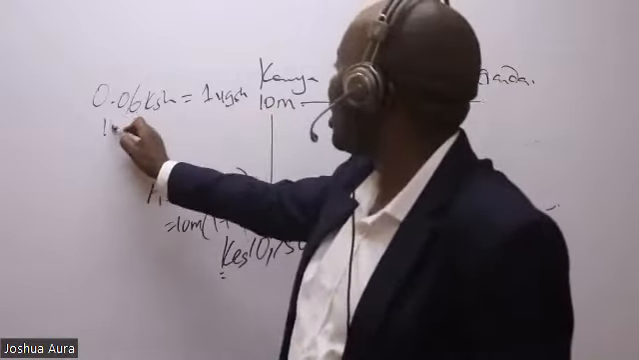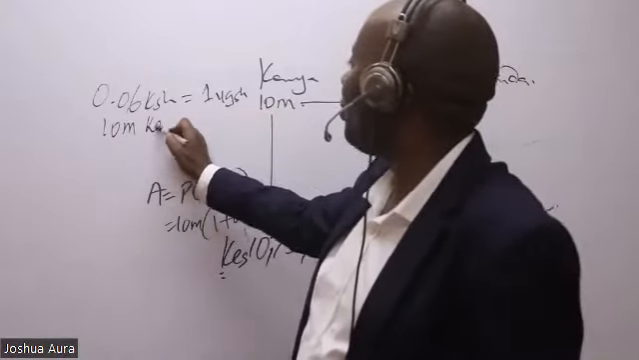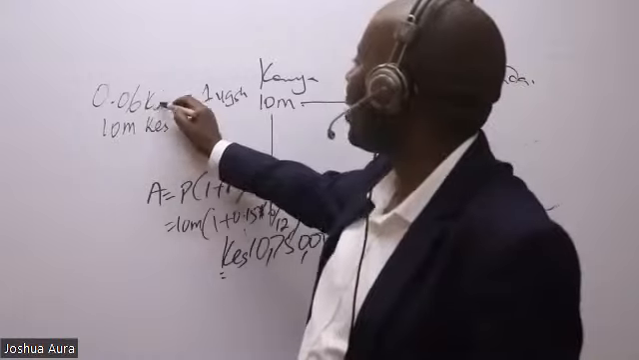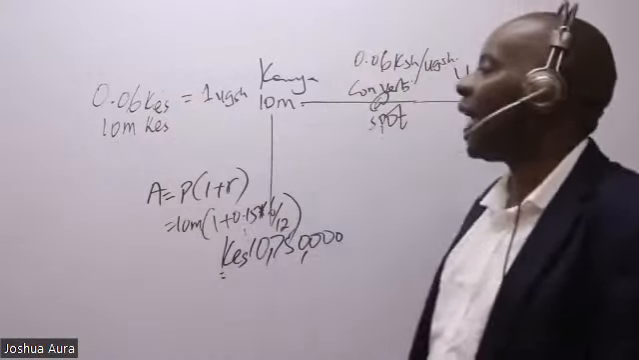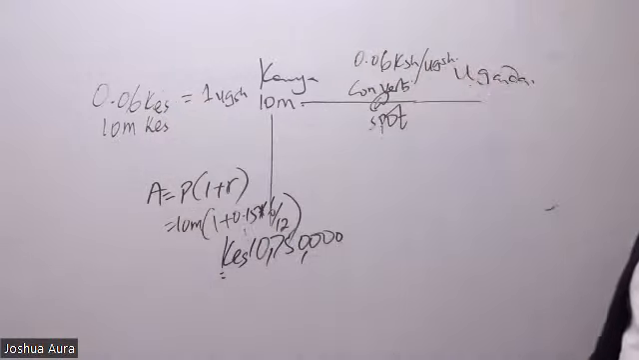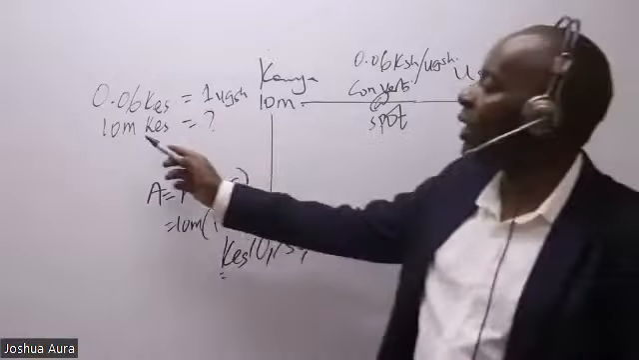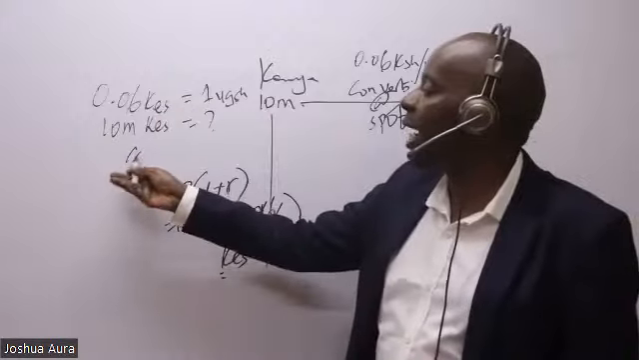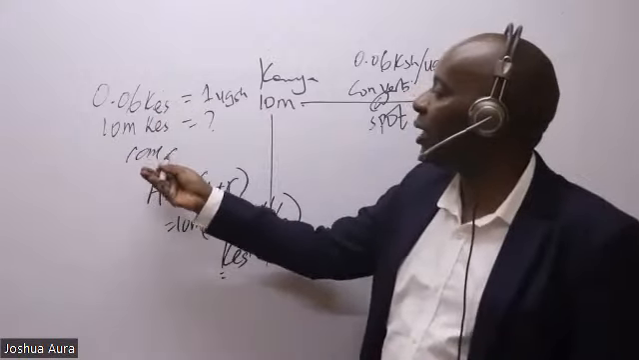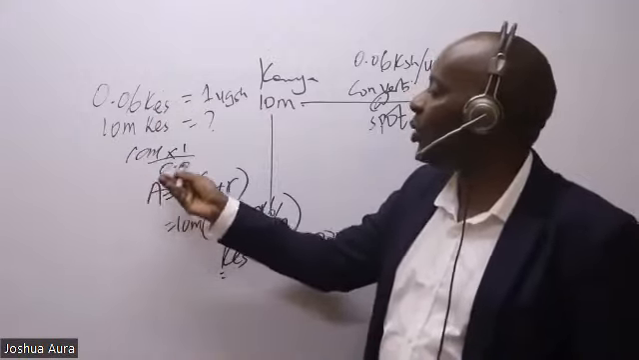How about 10 million? I should be using KES throughout. How about 10 million KES? If you cross multiply, what are we going to get at the end of the day? It will be 10 million, quite an ugly figure, times 1 over 0.06, like that.